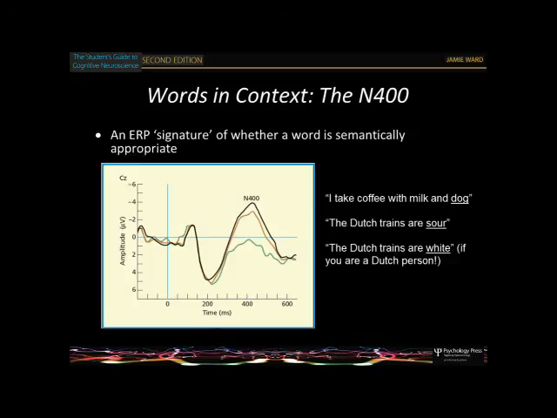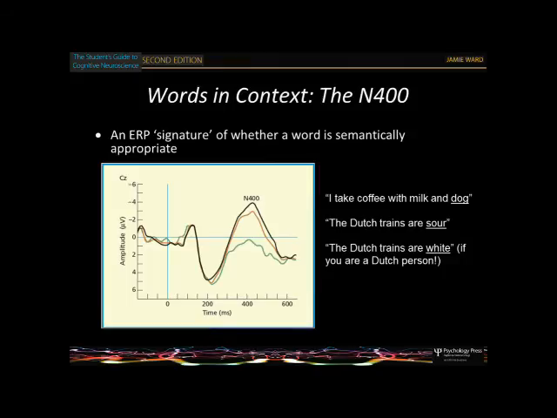So it's almost as if it takes 400 milliseconds to know not just that the word dog's there, but that the word dog is expected. And you would get an N400 for this sentence here: the Dutch trains are sour. Even if you're not Dutch, you know that a train can't be sour, that it's kind of meaningless. So these are real words, but this is the next step along: you've identified that a word is unique, but then you need to know whether it's appropriate in that context.